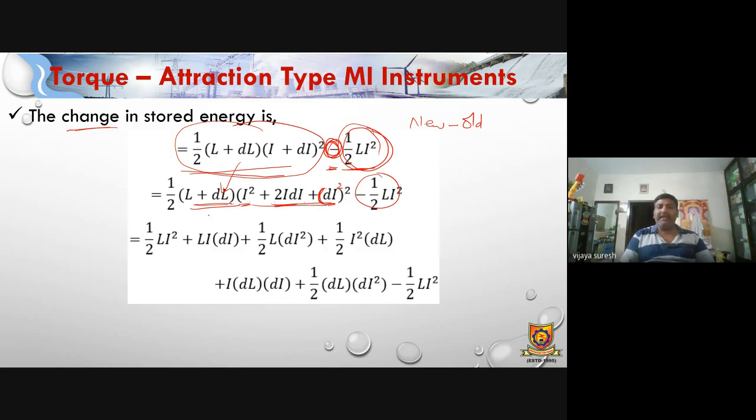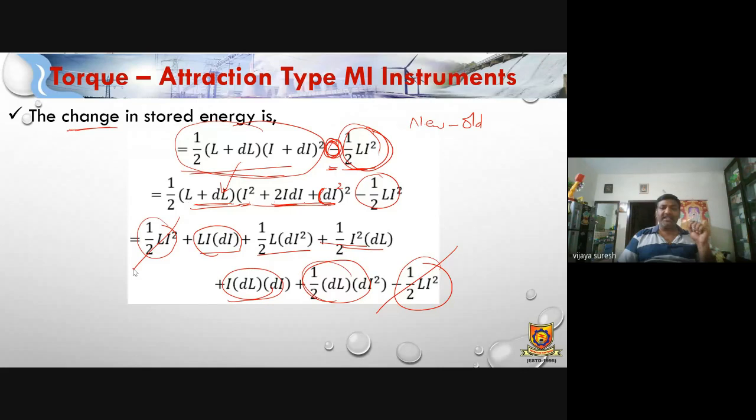Again we are multiplying. Half into L into I square is half L I square. Half into L into 2I di, where half and 2 cancel, gives L I di. Then half into L into di square. Next, with dL we multiply: half into dL into I square, then I into dL into di since half and 2 cancel, and half into dL into di square, like that we get all the terms. Then minus the old energy stored in the inductance coil, half L I square. So the first term half L I square and the last term minus half L I square cancel.